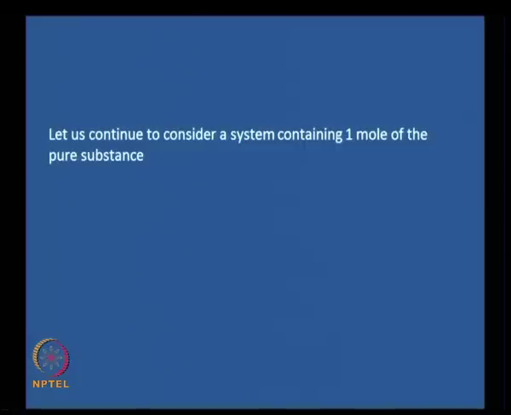Now let us continue to consider a system containing 1 mole of the pure substance. This is for initial development. It is easier to understand things at 1 mole, and then we can generalize. Also, unless otherwise specified, or in other words we will specify things when things become different, we are going to consider a closed system. To recall what a closed system is, we know that a closed system is something that can exchange energy with its environment, whereas it cannot exchange mass with its environment.